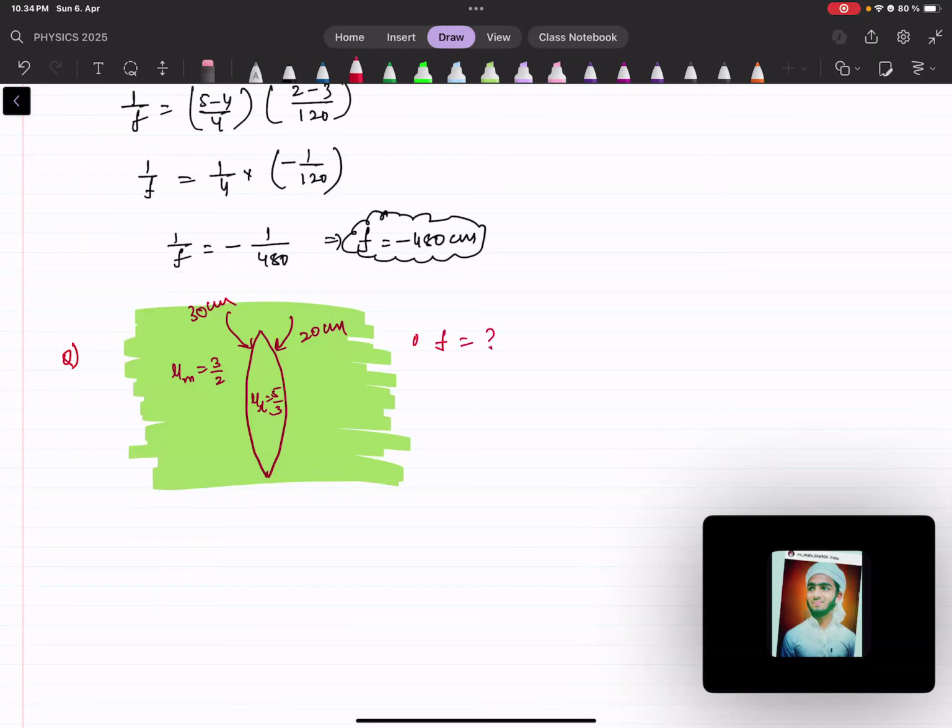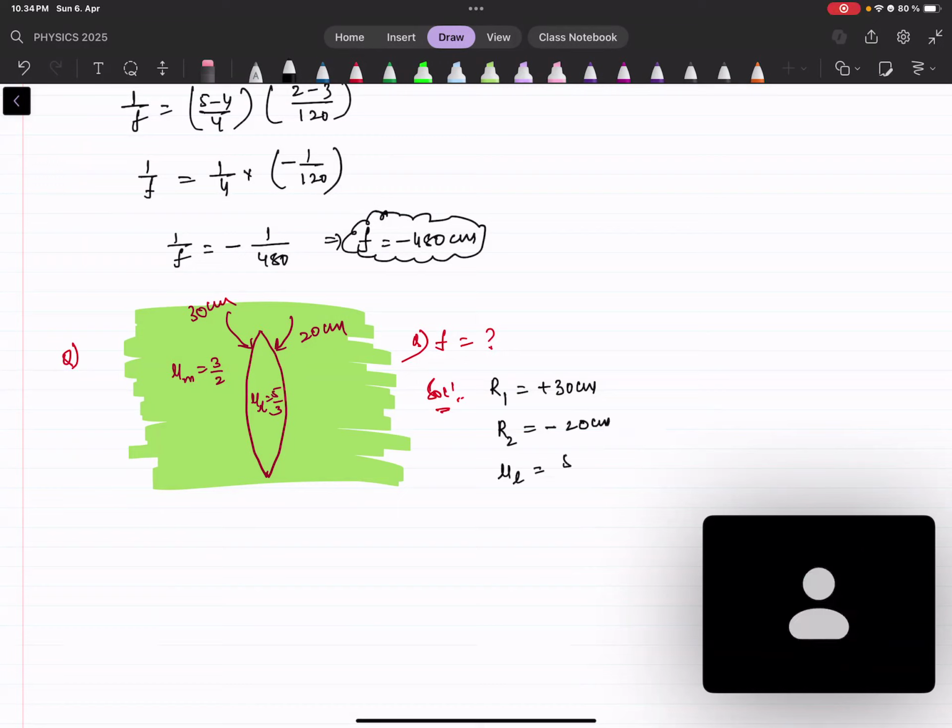Focal length is equal to how much? Can anyone try it out fast? Tell me radius of curvature. R1 is how much? Plus 30 or minus 30? Plus 30. R2 is minus 20. Refractive index of lens 5 by 3. Refractive index of medium 3 by 2. And you know the formula? 1 by F is equal to refractive index of lens divided by refractive index of medium, minus 1, into 1 by R1 minus 1 by R2.